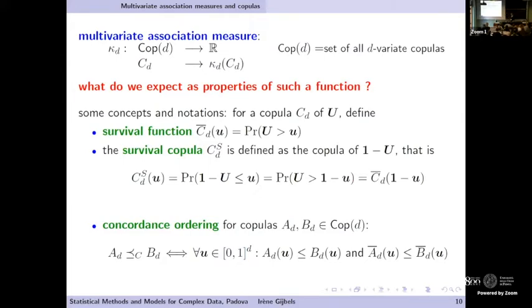There is also an ordering notion that you might have, which says that if you have two copulas, then they are ordered in this concordance ordering sense if A_D is less or equal to B_D for each argument, and actually the same holds true for the survival function. Actually, in 2 dimensions, this is not needed because it follows from the first part.